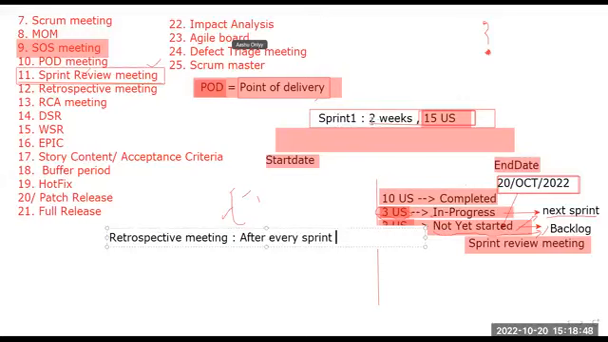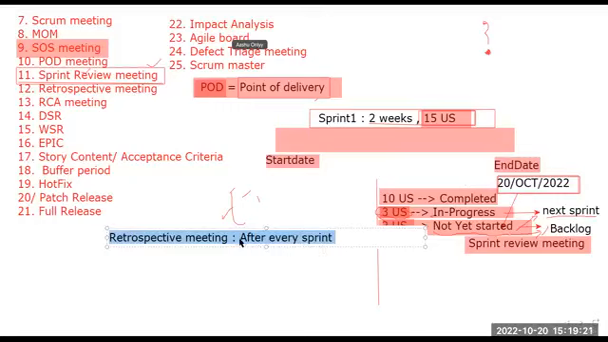After completion of the sprint, let's say this week we have completed the sprint. Next week, by Monday or some day, we will have this retrospective meeting, and we conduct it for Sprint 1 only. All the team members will be there except the client. It is an internal team meeting, initiated by the project manager.